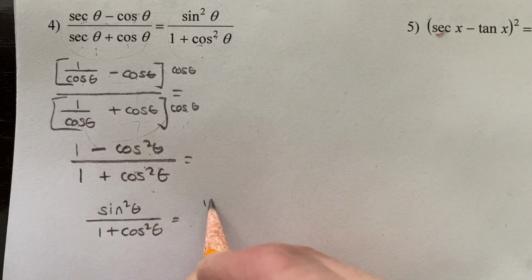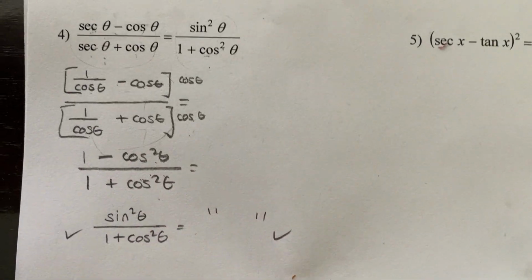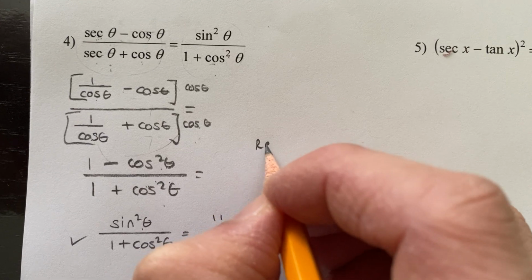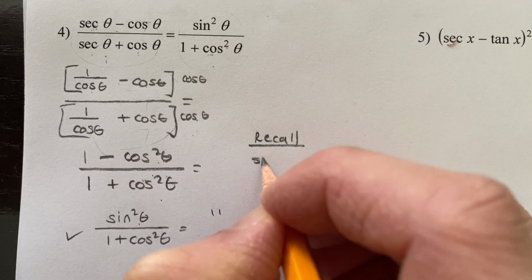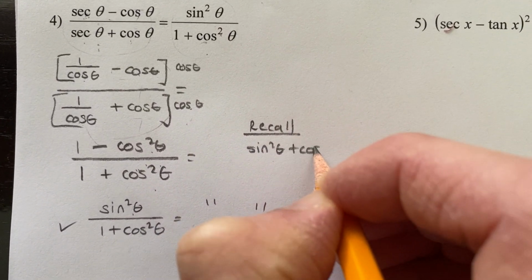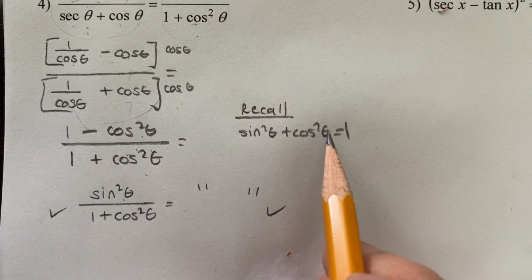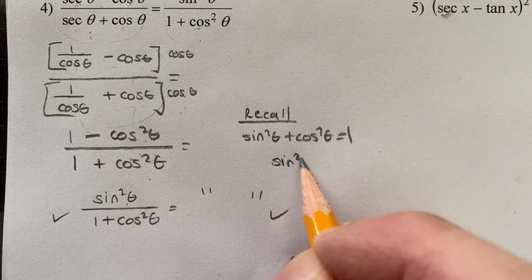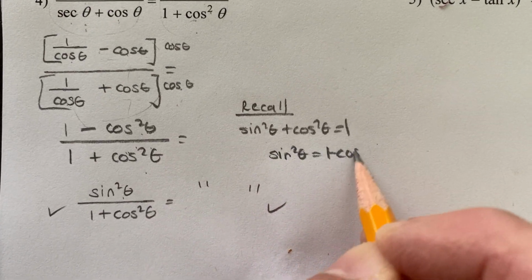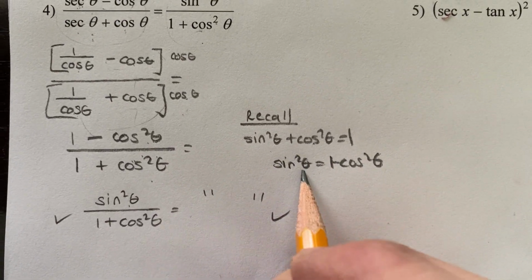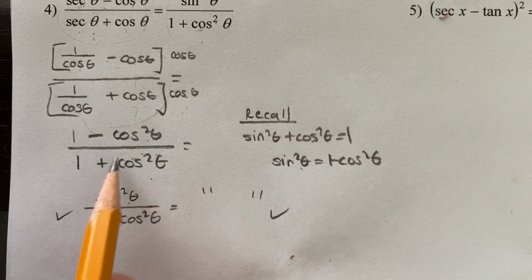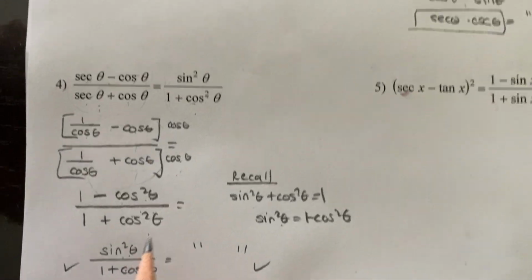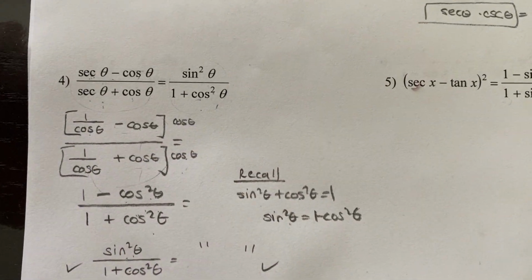We have the left-hand side equal the right-hand side. Why is 1 minus cosine squared equal to sine squared? Again, just a quick recall. Sine squared theta plus cosine squared theta is equal to 1. If I do 1 minus, right, 1 minus cosine squared theta, right, this expression is the same as this expression. All I do is move it over, and I substitute it. 1 minus cosine squared is sine squared theta. LHS is equal to RHS.